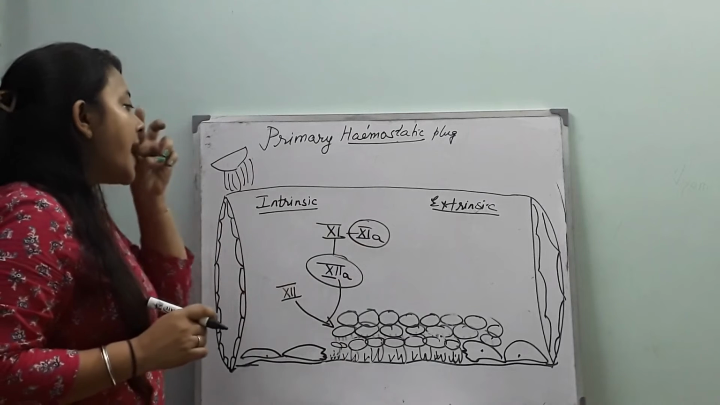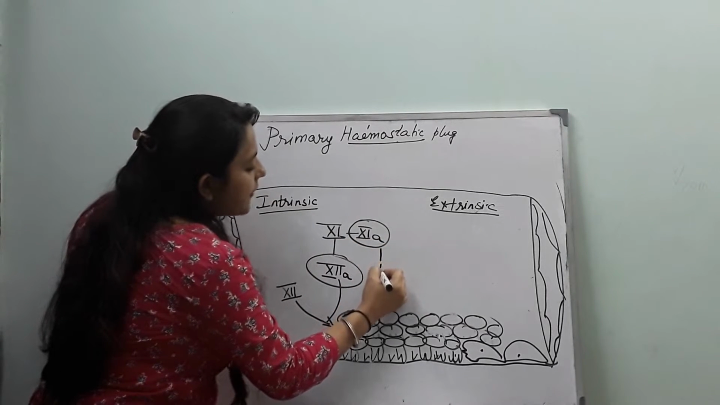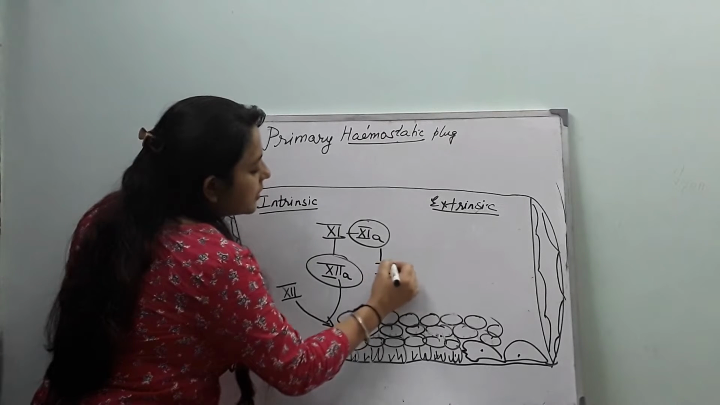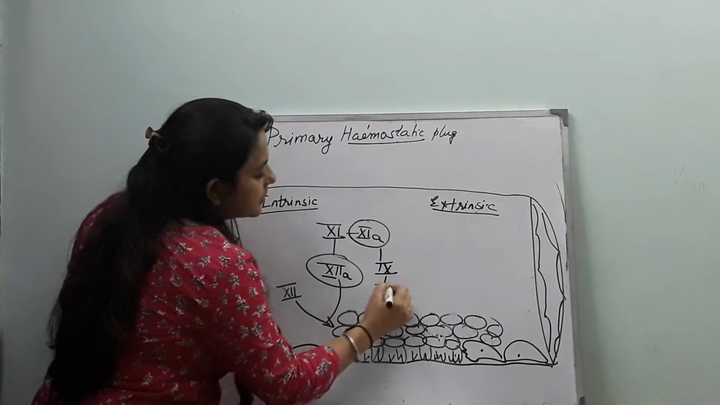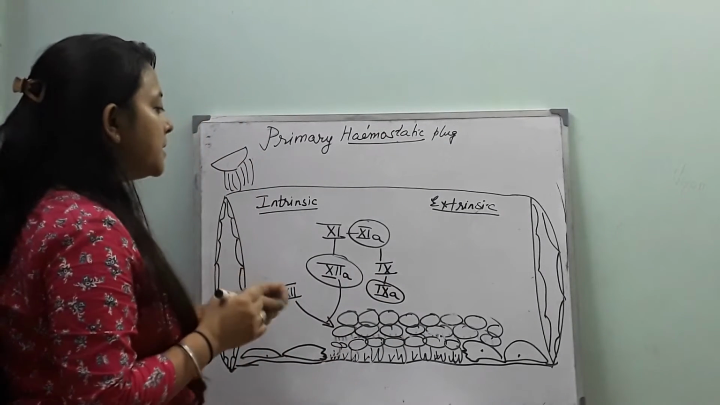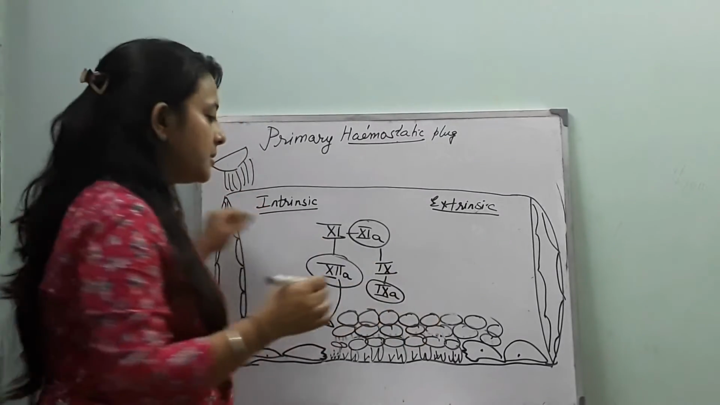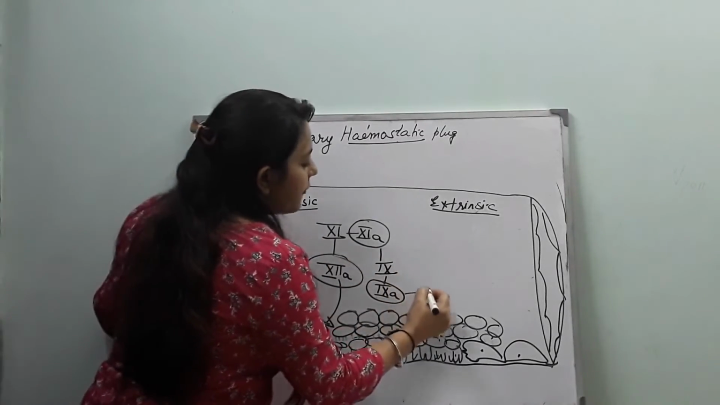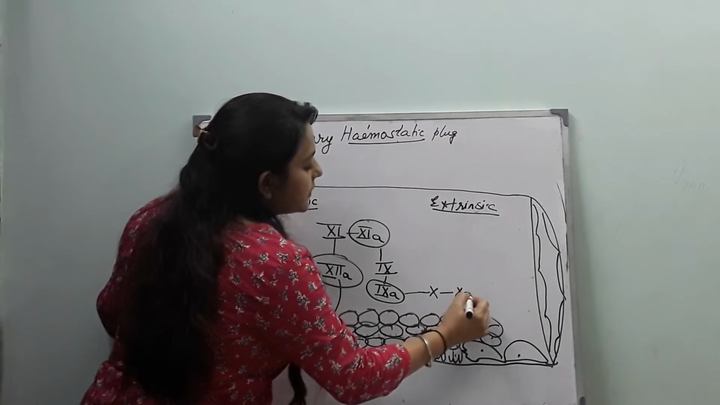Now this activated factor 11 activates factor 9, and it becomes activated factor 9. After that, what happens? Activated factor 9 activates factor 10, and it becomes activated factor 10.